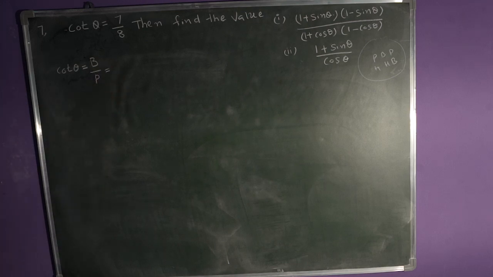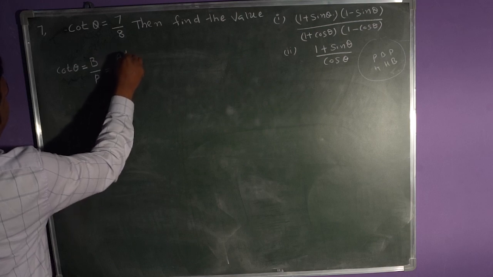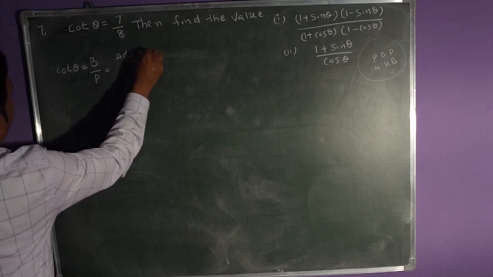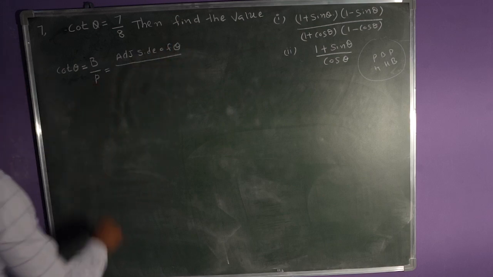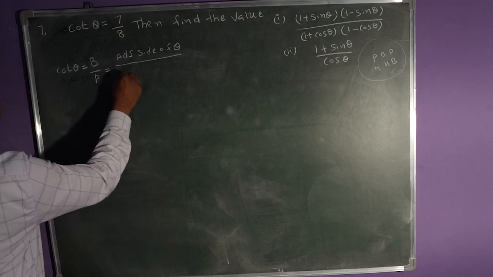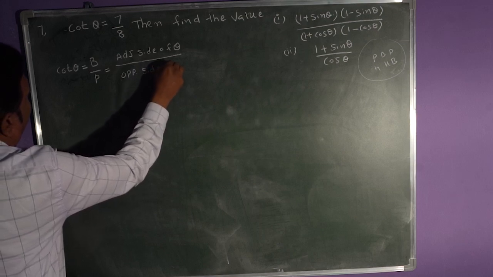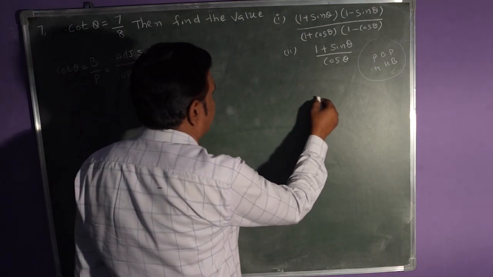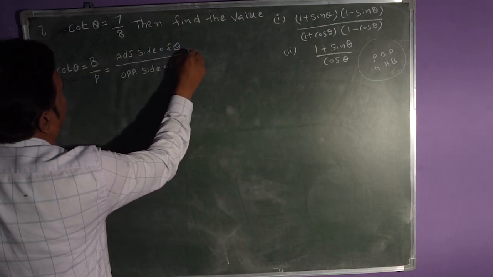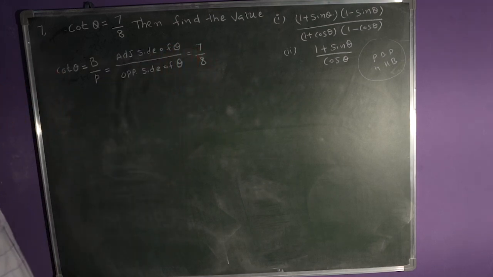What is B? B means base. Base means the adjacent side of theta. And what is P? P means opposite, perpendicular. Perpendicular means the opposite side of theta. Okay, here the cot value is given as 7/8. So adjacent is 7 and opposite is 8.